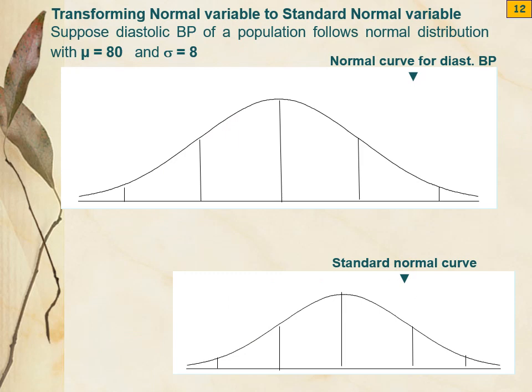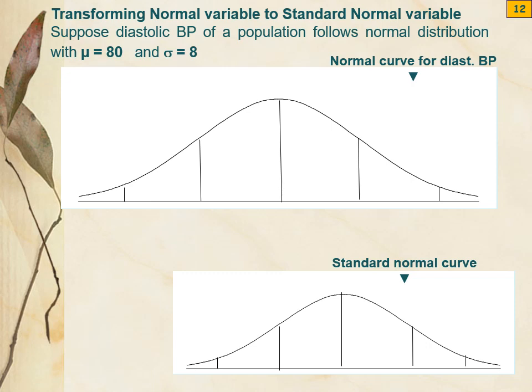Slide number 12. Transforming normal variable to standard normal variable. As we discussed in the last slide, our first step when we are dealing with a normally distributed variable is that we transform it to a standard normal form, and then we use the tables which are available for the standard normal curve.